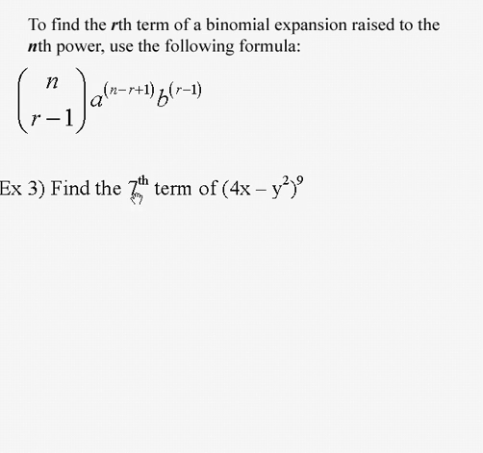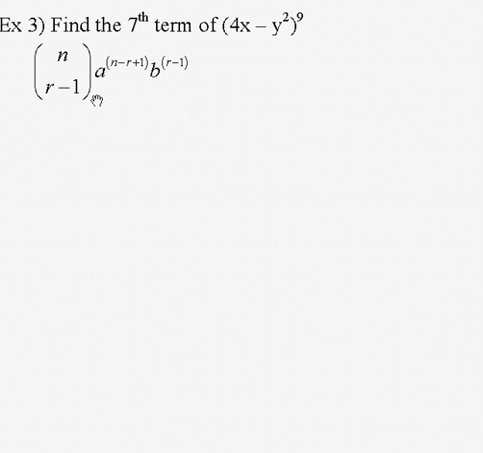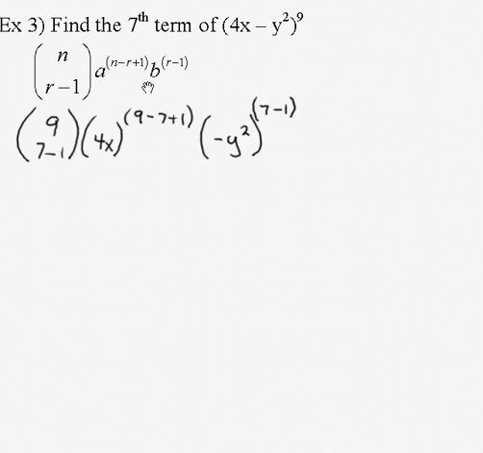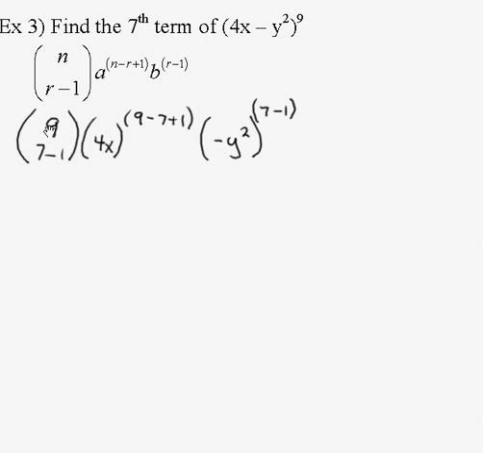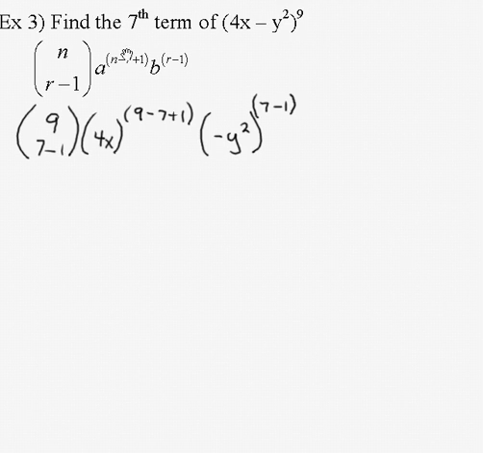So for instance, find the 7th term of (4x minus y squared) to the 9th power. Let's solve that. Let's first remind ourselves of the formula, and then substitute. 9 represents n, the power of the binomial. R is the term number we're looking for, so for the 7th term, that's going to be 7 minus 1. A represents the first term of the binomial, 4x, to the n minus r plus 1 power, so that's 9 minus 7 plus 1. Then b is the second term in the binomial with its sign, so that's negative y squared, and that's to the r minus 1, or 7 minus 1 power.